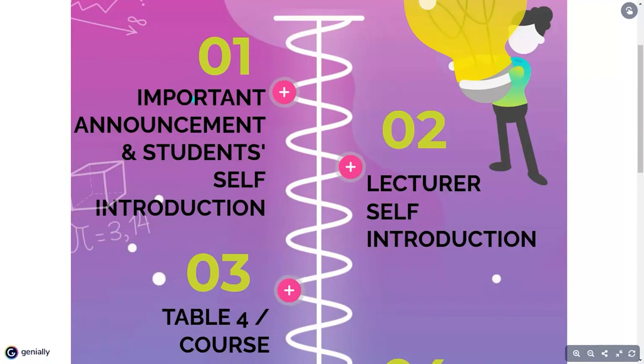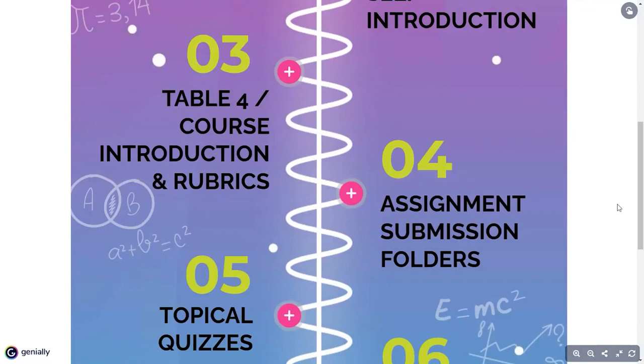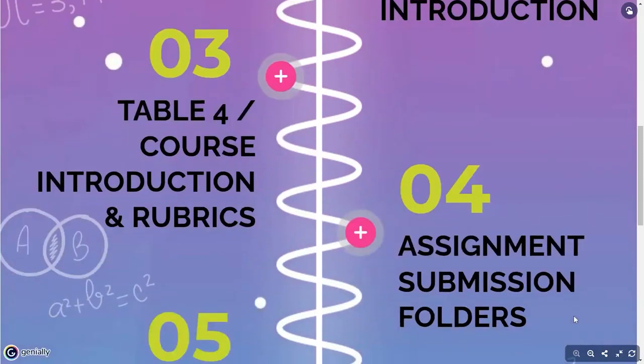So the second section should be about you, your self-introduction a little bit. It would be interesting if you could record yourself, or at least include a picture of you in the page. Next is the section for your Table 4, your course introduction and rubric. You can put this in many ways.